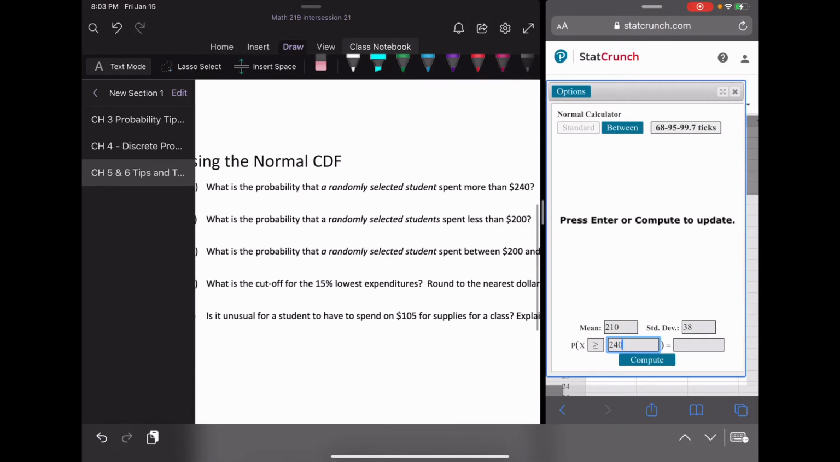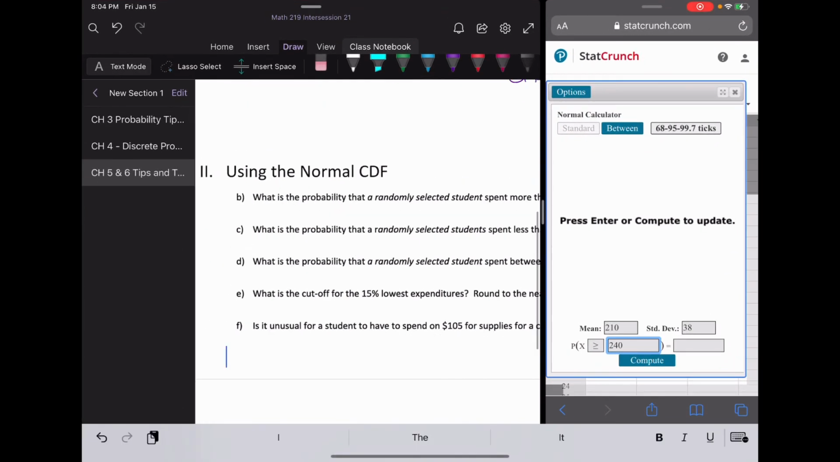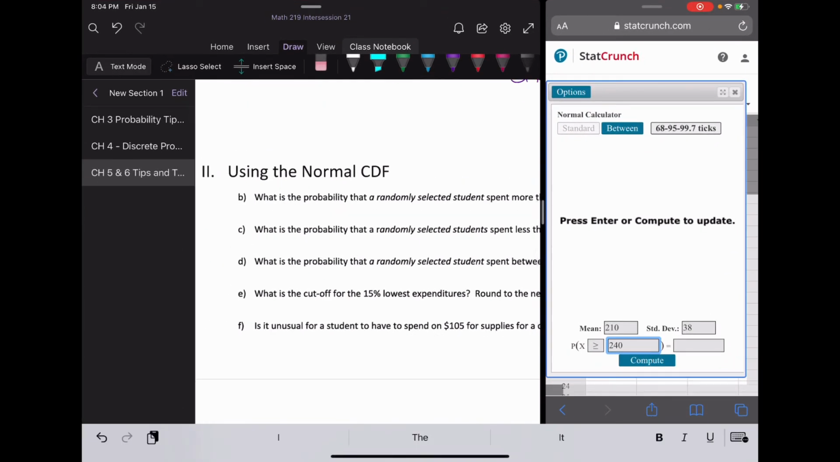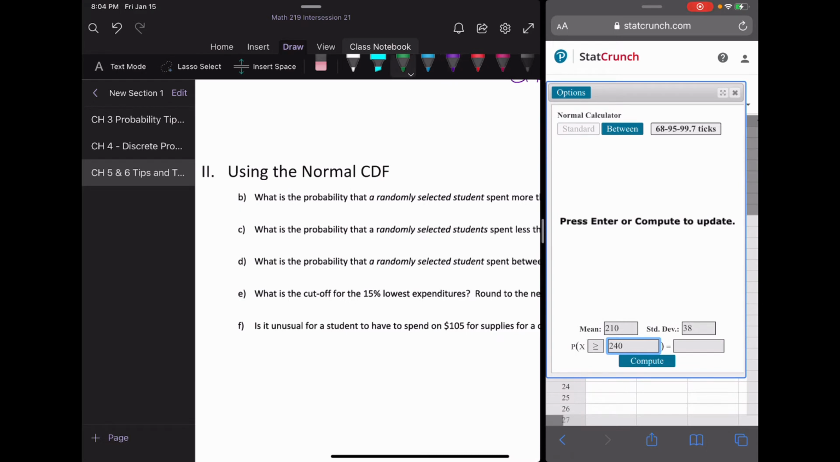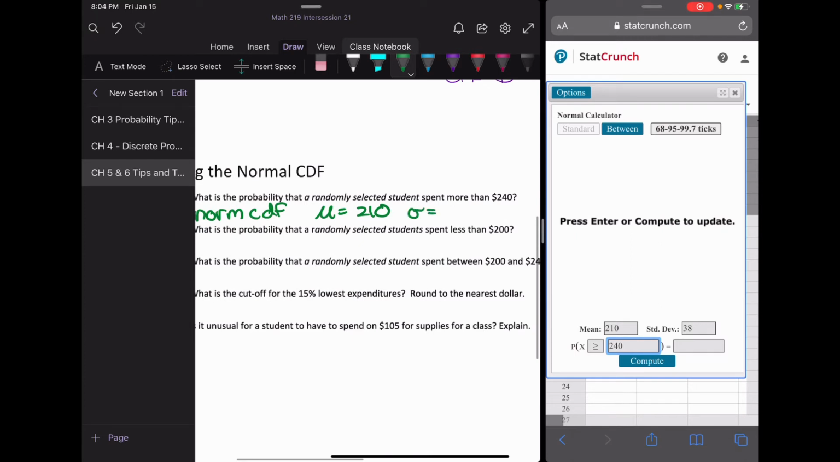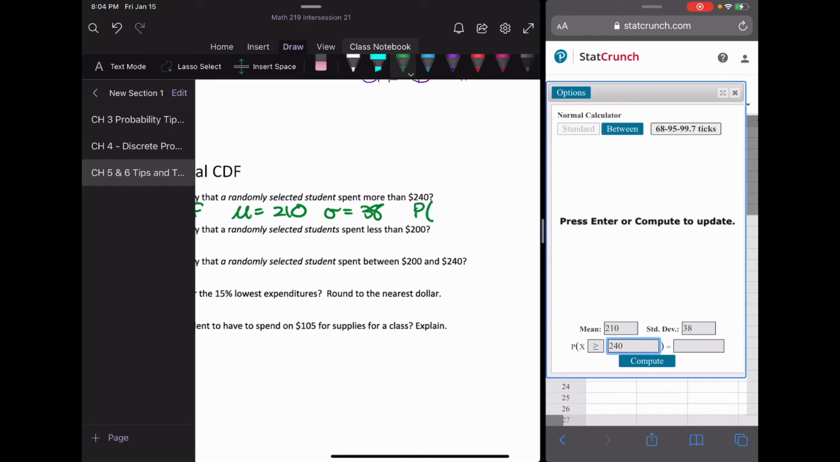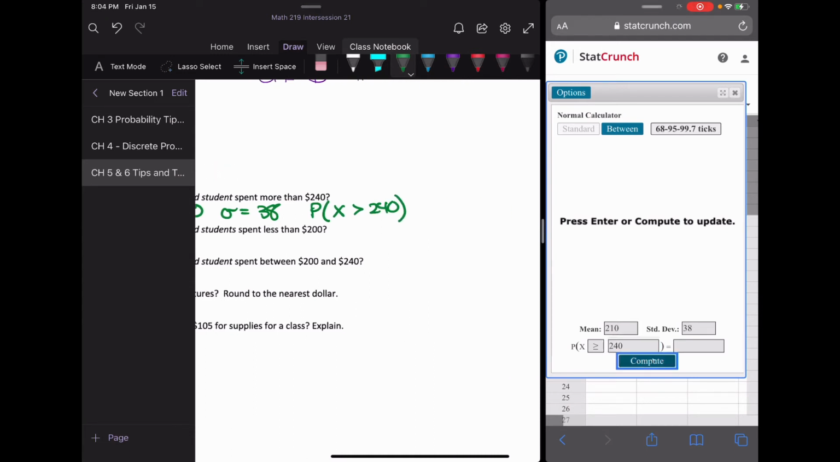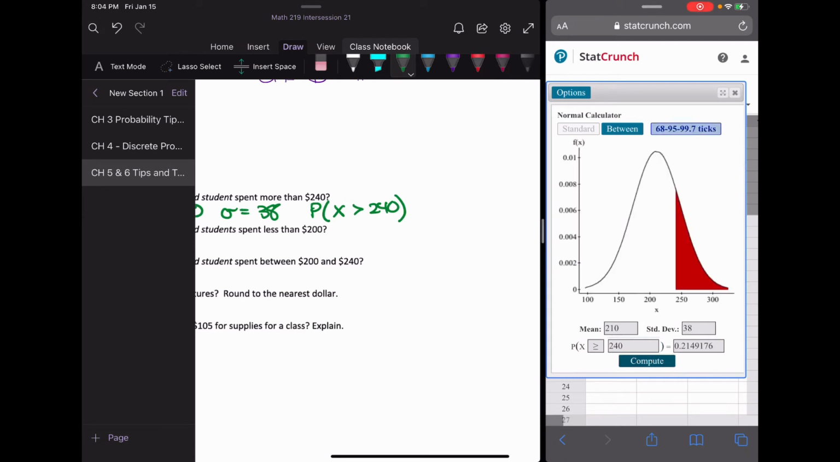Then I'm going to type into the normal distribution app that the mean is 210. The standard deviation was 38. And the probability that a randomly selected student spends more than $240, I'm going to hit compute. And I see that that probability is 0.2149.